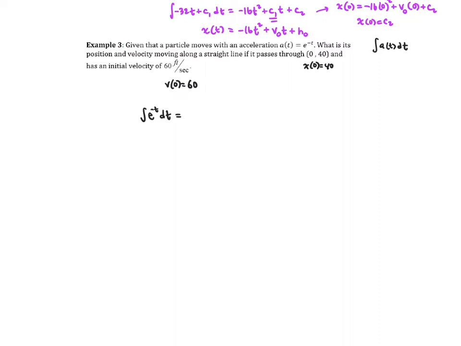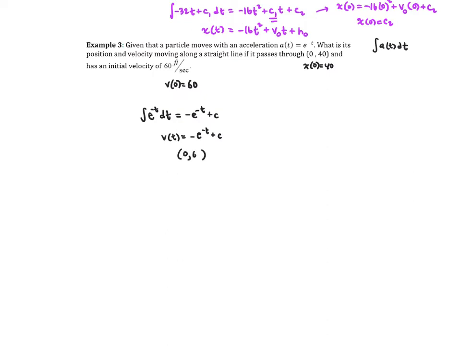Okay, so if I take the antiderivative of e to the negative t, I get negative e to the negative t plus c. This is going to be our velocity function: negative e to the negative t plus c. Let's solve for c by using the condition that I have here.